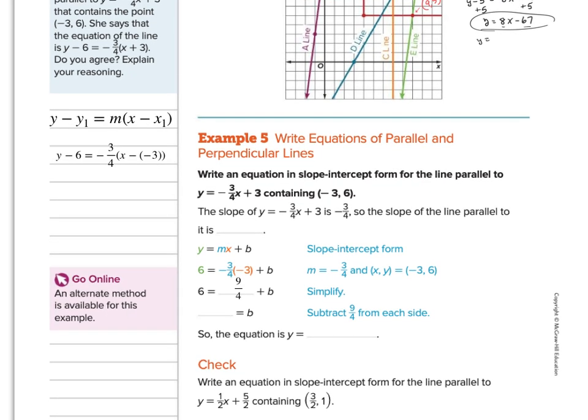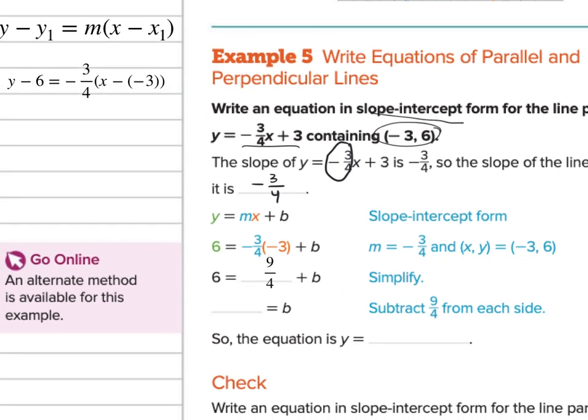They said write equations of parallel and perpendicular lines. So write an equation in slope-intercept form for the line parallel to this that contains this point. So it's passing through that point. We know here that the slope is negative 3/4. So we know that a line that is parallel to that is going to have the slope negative 3/4. So what they did was they said, okay, let's take the information, and they started off in slope-intercept form.